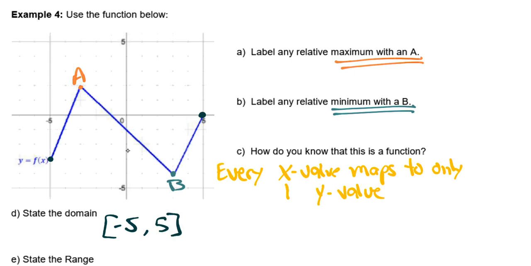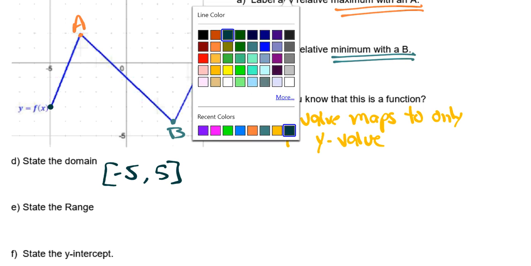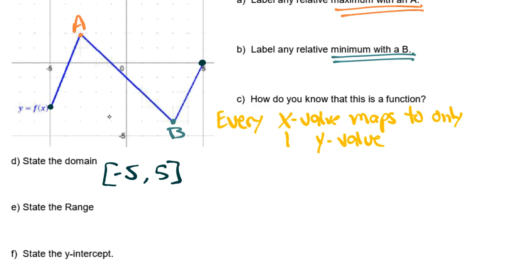Closed circle at each end, so square brackets at each end. Our range would be our y values, lowest y value to highest y value. So our lowest y value is over here at point B, that's at negative 4. And the highest y value is up here at A, and that's at positive 2. Again, square brackets because it can be equal to.